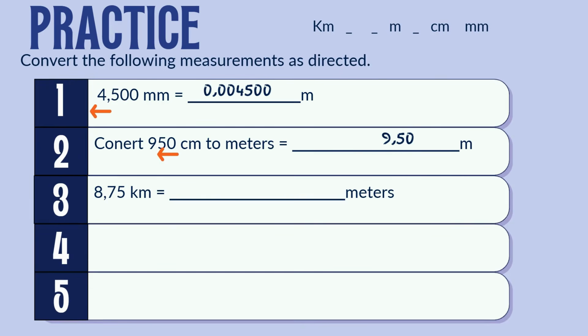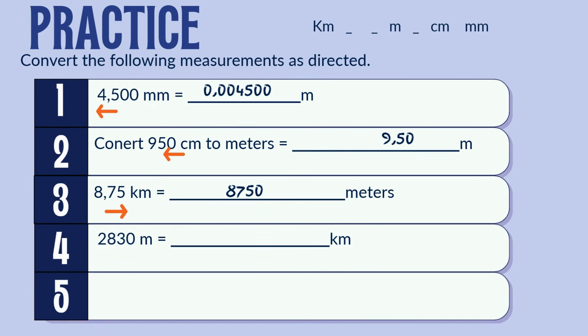The next one, 8,75 kilometers to meters. We are jumping from kilometer to meter, which is from left to right. Quickly do the conversion on your own. We jump 3 times from kilometer to meter, so the comma jumps 3 times. The answer will be 8,750 meters.